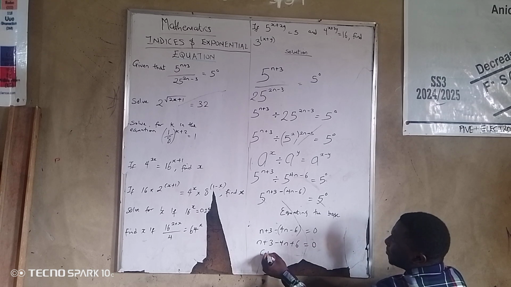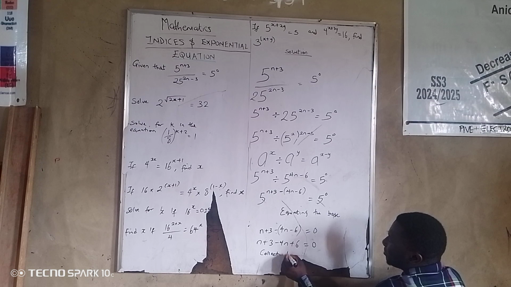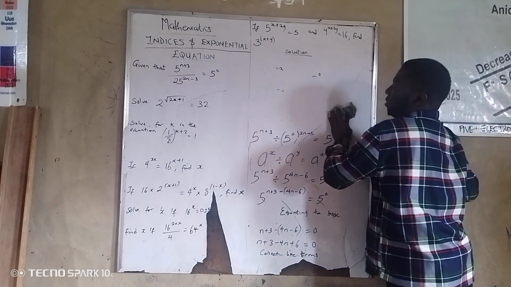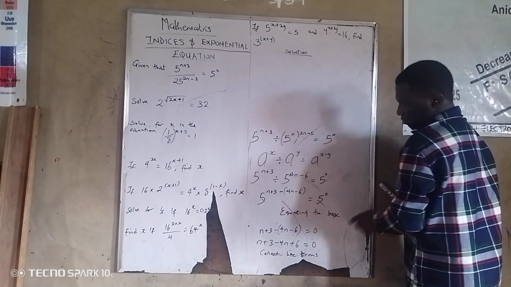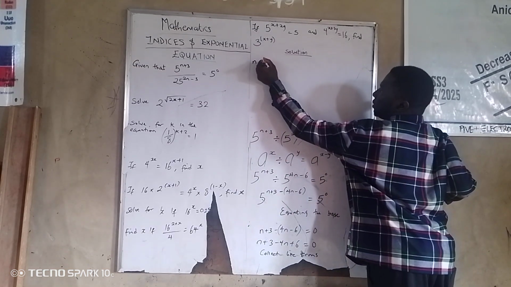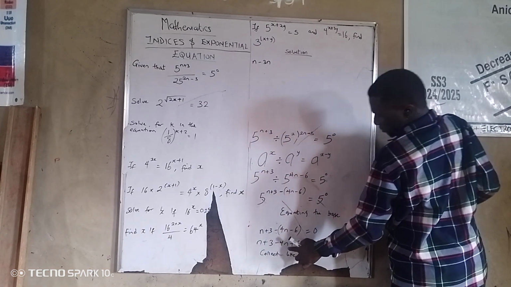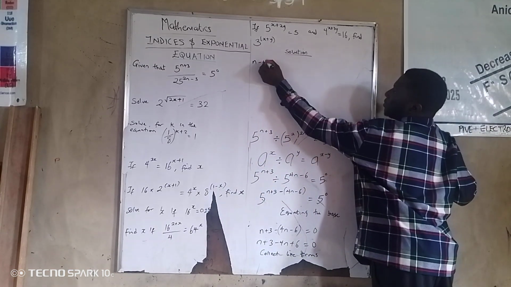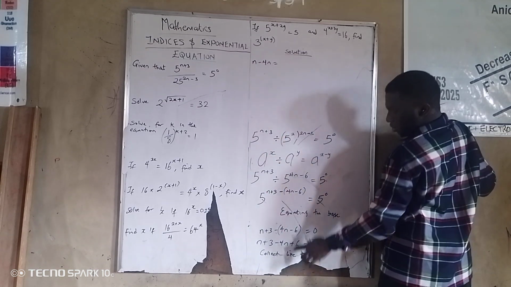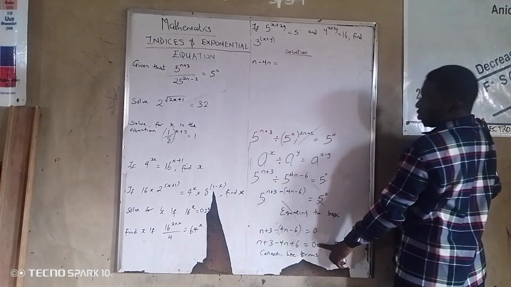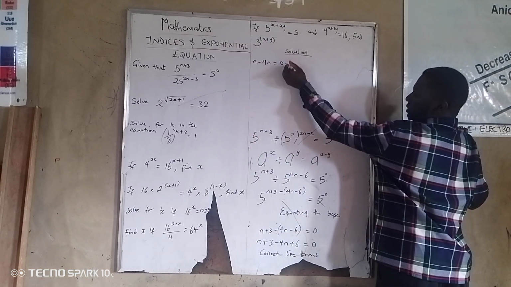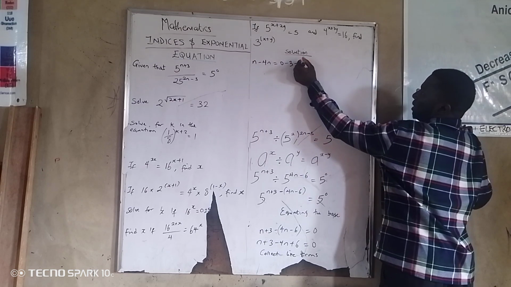So now you can collect like terms. When you collect like terms, you have n minus 4n. That will be equal to all the ordinary numbers without n, which will come to the right hand side. So we have 0 here before. So 0, if 3 comes, it will become minus 3. If 6 comes, it becomes minus 6 also.